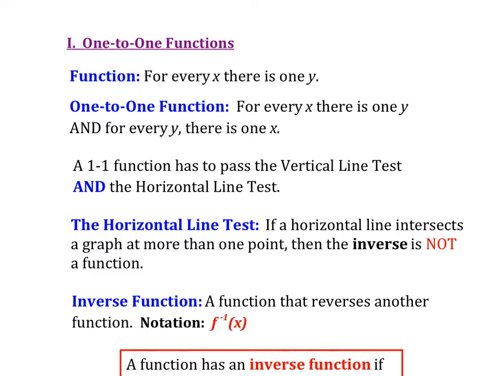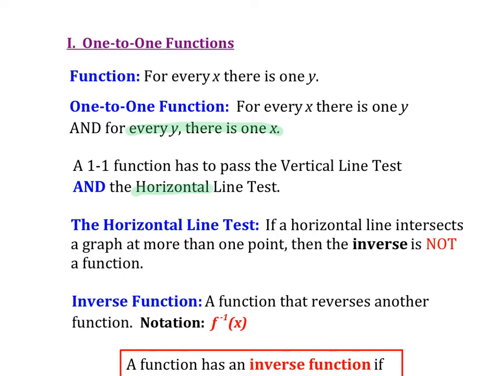Now with that, it introduces a new test. We already knew about the vertical line test, but now we're going to have a horizontal line test. And that horizontal line test ties in with the concept that for every y value, there can only be one x value. We care about the horizontal line test because that will tell us if the inverse is a function or not. We already know how to determine if a graph is a function or a table is a function. And now we have a way to determine if a graph has an inverse that is a function.